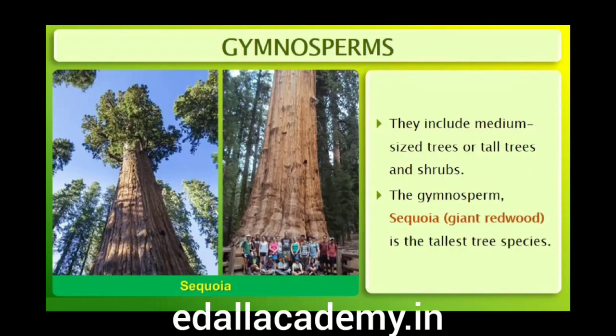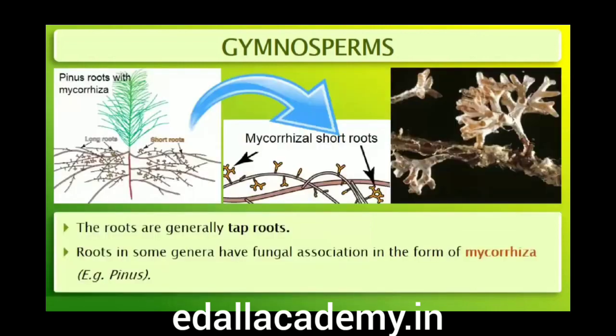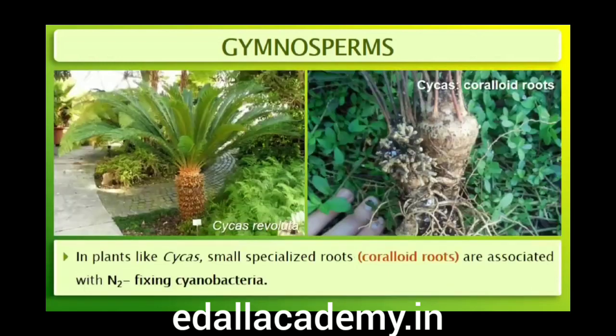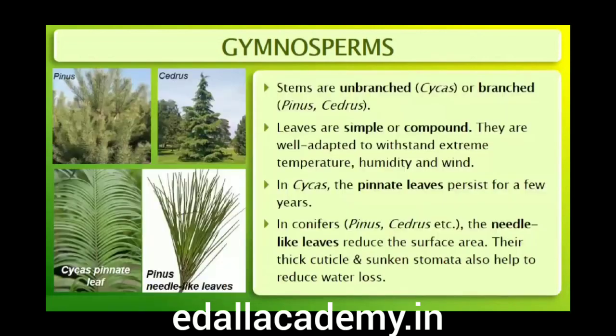The roots are generally tap roots. Roots in some genera have fungal association in the form of mycorrhiza, as in Pinus, while in some others, such as Cycas, small specialized roots called coralloid roots are associated with N2-fixing cyanobacteria. The stems are unbranched, as in Cycas, or branched, as in Pinus and Cedrus.